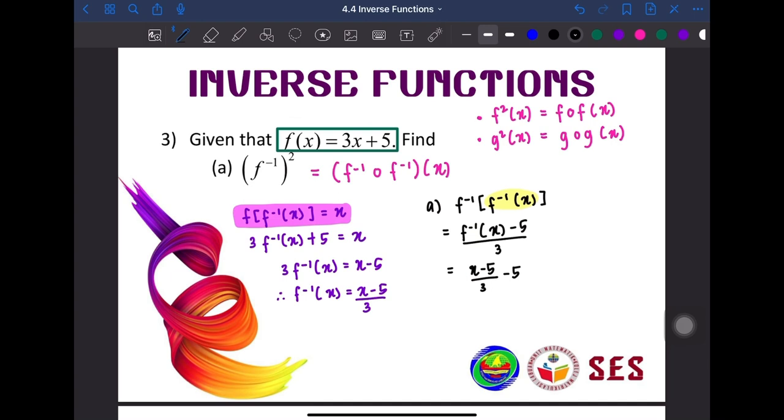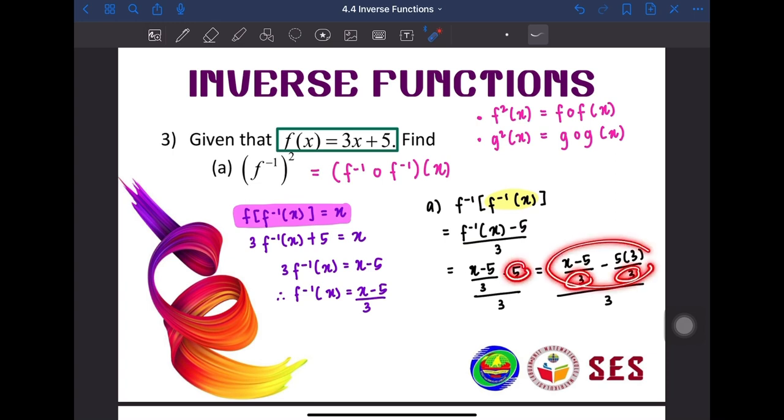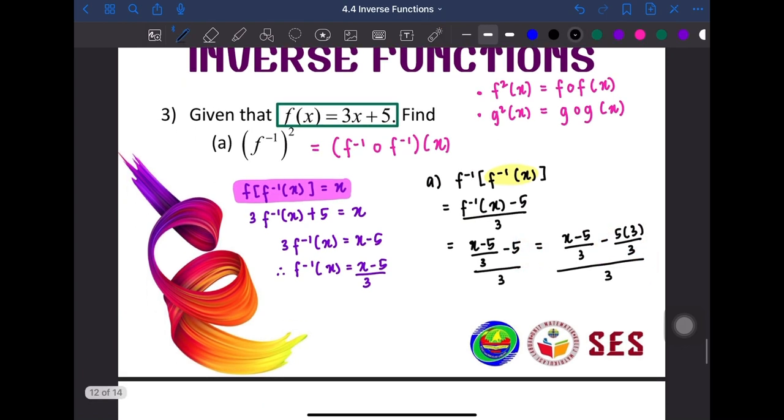Tolak 5 over 3. Okay, macam tak muat. So saya akan samakan denominator yang atas tu. So x tolak 5 over 3 tolak 5 darab 3 over 3 over 3. Okay, saya samakan denominator untuk yang atas tu je. Yang ni saya samakan denominator. So kena darab 3 atas dan bawah. Jadi dah macam ni. So yang atas tu jadi x tolak 15. X tolak 5 tolak 15 over 3 over 3. Okay, yang ni still ada over 3 kan. And then x tolak 20 over 3 over 3.